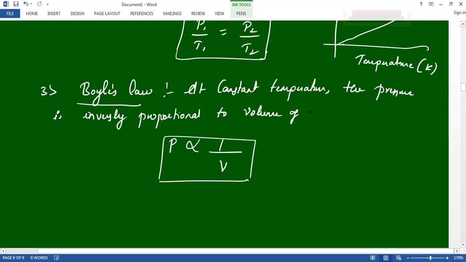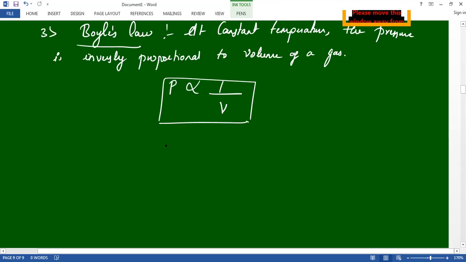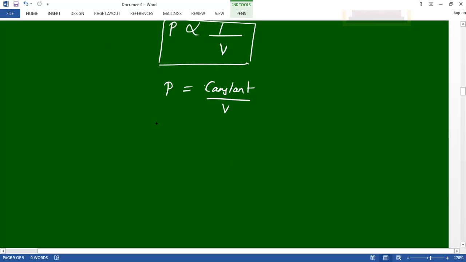The volume of a gas is inversely proportional to pressure, and this is the definition of Boyle's law. If you remove the proportionality, one constant will come: P is equal to a constant divided by V, or you can say P into V is equal to constant.